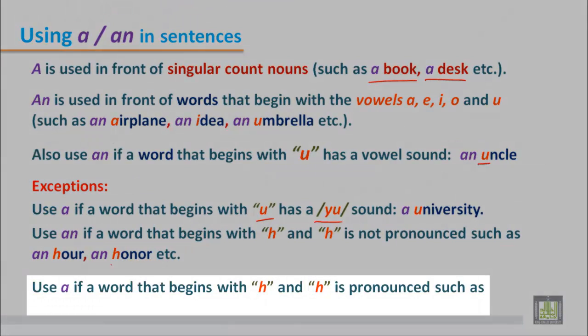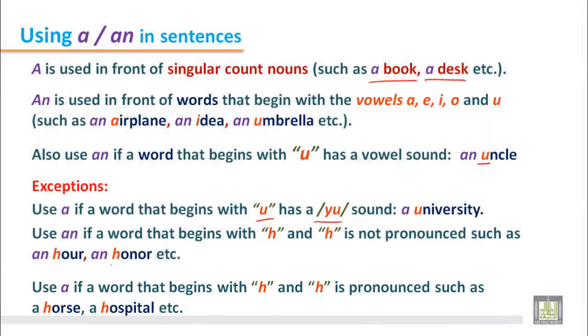Another example. Use a if a word begins with H and H is pronounced. Then you have to put a before them. A horse. A hospital. In these words, H is pronounced and we have to put a.